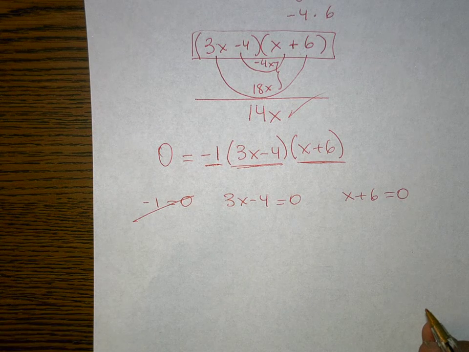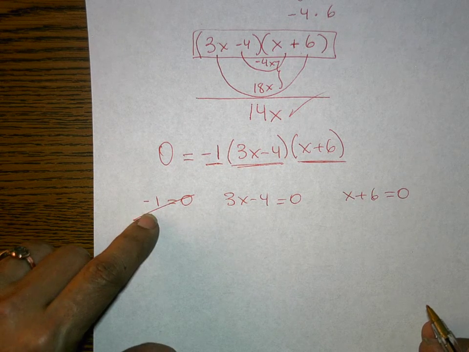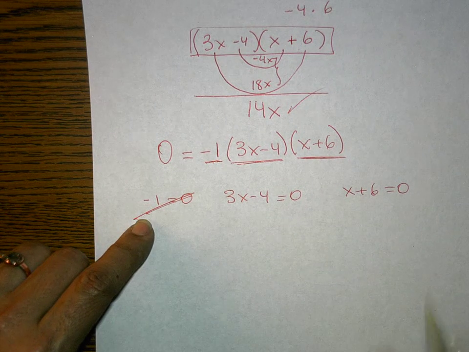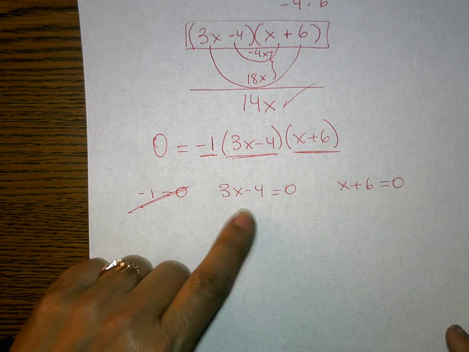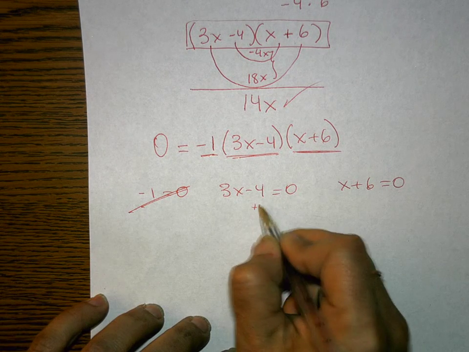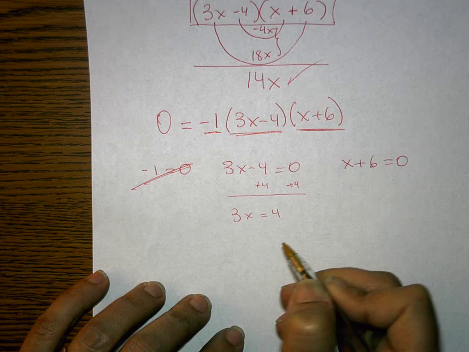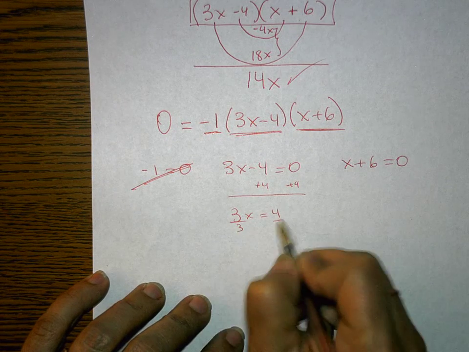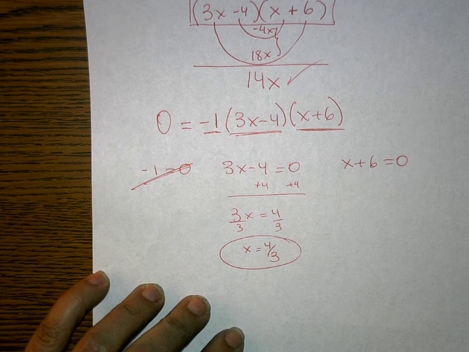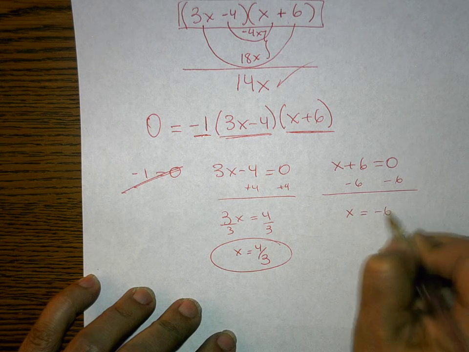I'm not solving for x here. The GCF does not have an x variable for me, so I really don't need to worry about it. Maybe that's a better explanation. Here I do have an x variable, and that's what I'm trying to solve for. So add 4 to both sides. We get 3x equals 4, and divide by 3 on both sides, we get x equals 4/3. That's our first solution. Then subtract 6 from both sides here. We get that x equals negative 6 is our second solution.